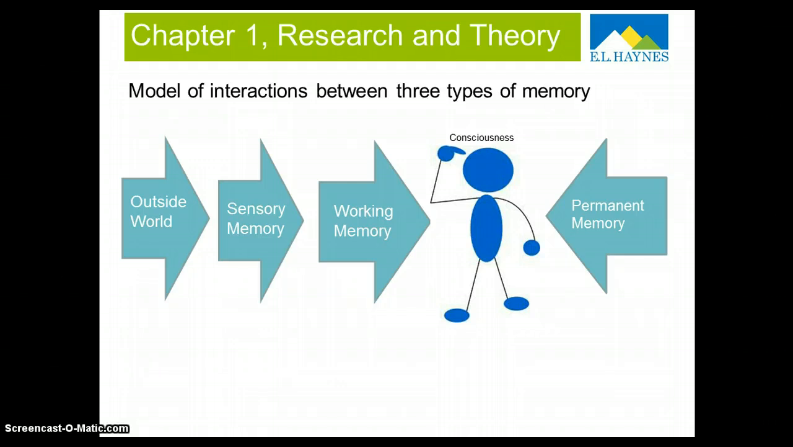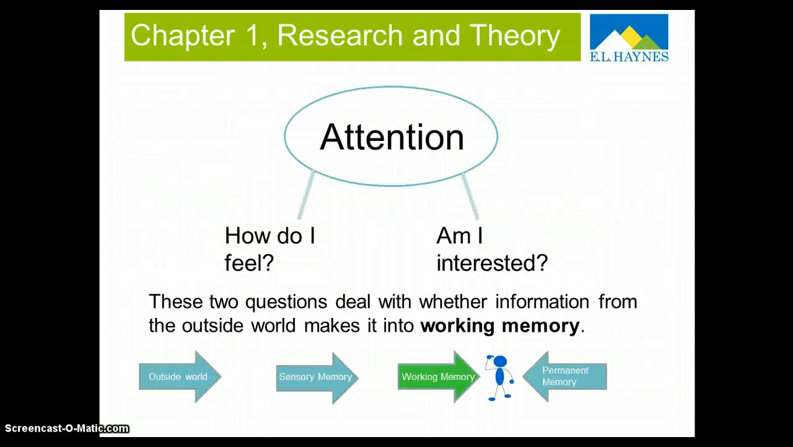And once that information is in a student's consciousness, how do we ensure that it goes from working memory to permanent memory? Like we just discussed, students will not have a conscious experience of information if that information does not make it into the working memory. How does the brain decide what makes it into the working memory?